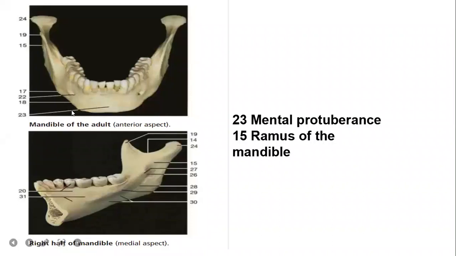So the mental protuberance is definitely around there. Then you have the other part which we've been able to discuss, the ramus of the mandible, which is definitely located at that point.